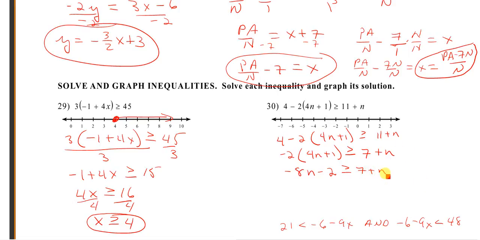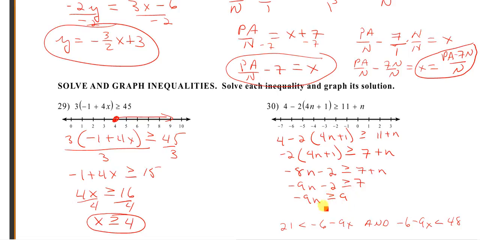Let's subtract n from both sides. So subtracting n from both sides would give me a minus 9n. Minus 2 is greater than or equal to 7. Now I'm going to add 2 to both sides. I get a negative 9n is greater than or equal to 9.